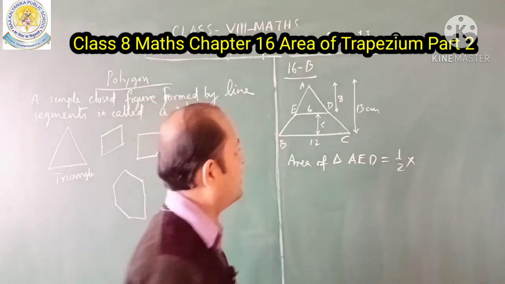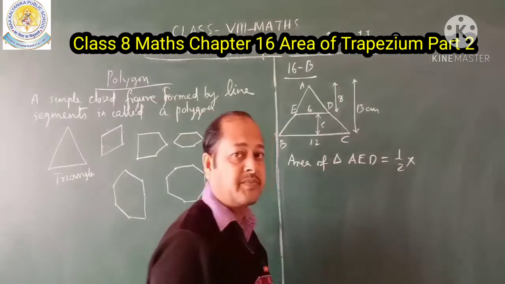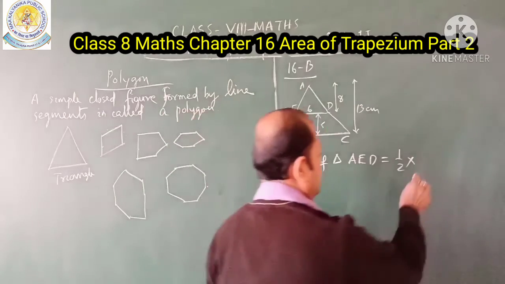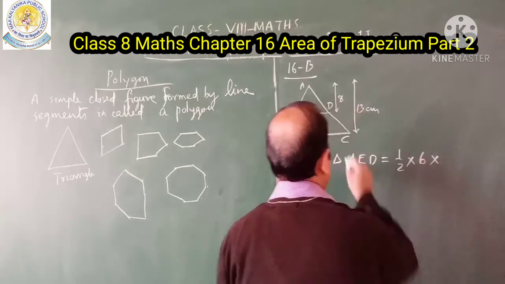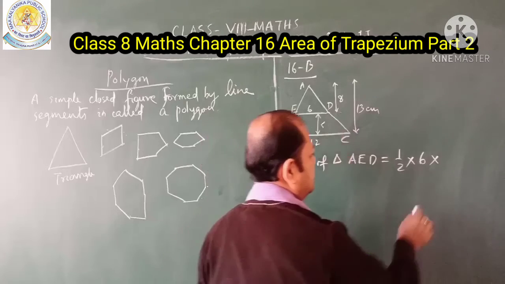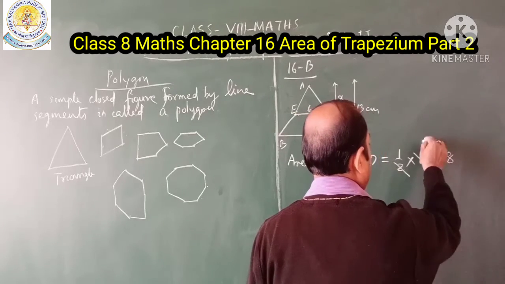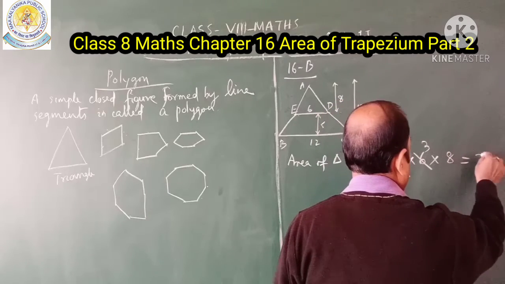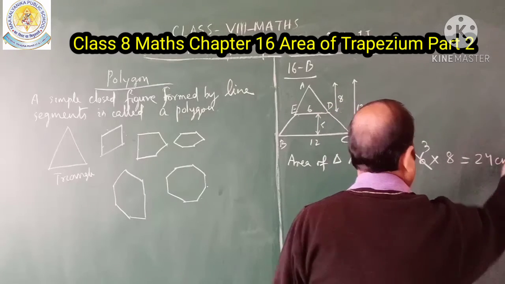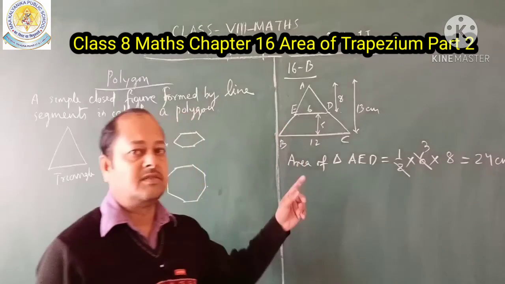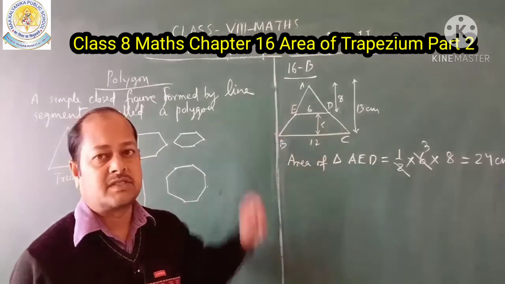So here half, what is the base given? That is 6 centimeter. So you can write here 6 centimeter into height. What is the height given here? That is 8 centimeter. Just simplify it. 2 3s are 6, 3 8s are 24 centimeter square. So 24 centimeter square is the area of this triangle.